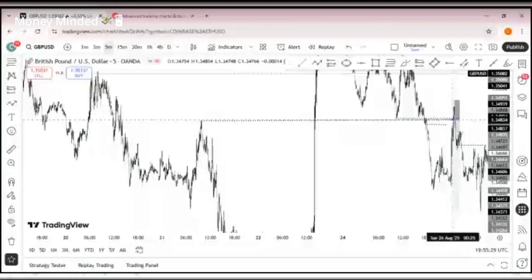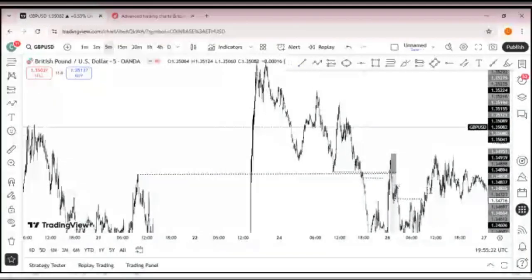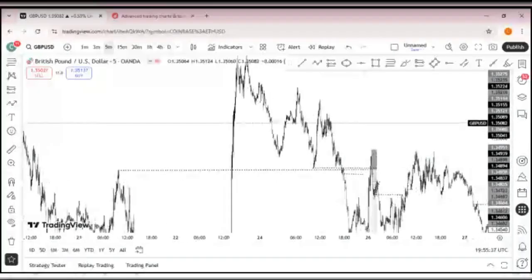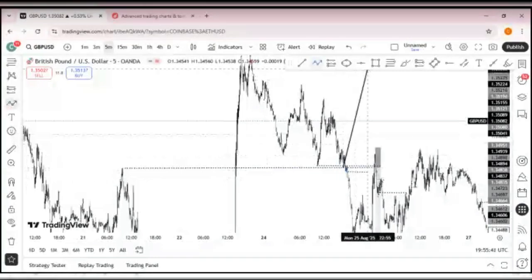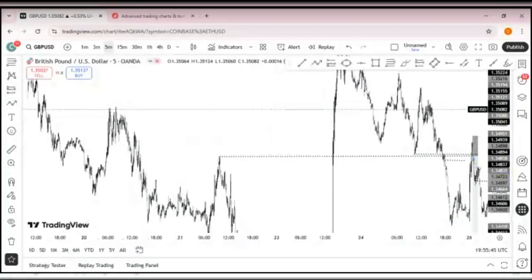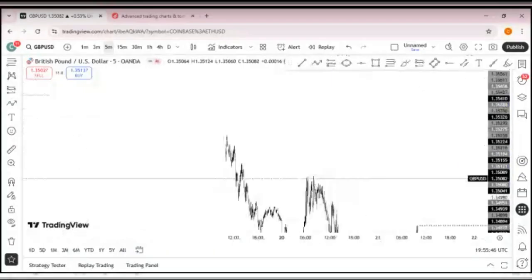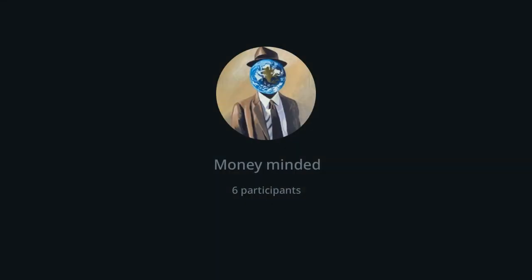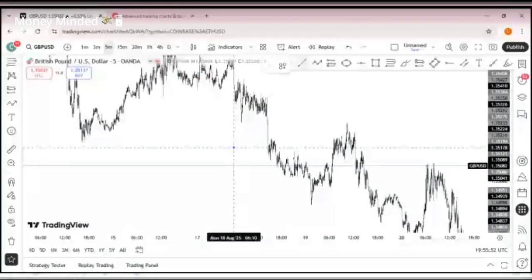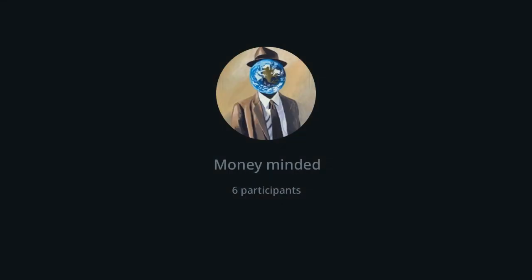This was supposed to be a very nice entry. You get a very, very perfect entry. Price was supposed to come, tap here, and then go. The price decided not to respect this other breaker block here. Yet not all the time will price respect the breaker block. Sometimes price will respect it, sometimes price will not respect it. Here price decided to respect this one. That's it.